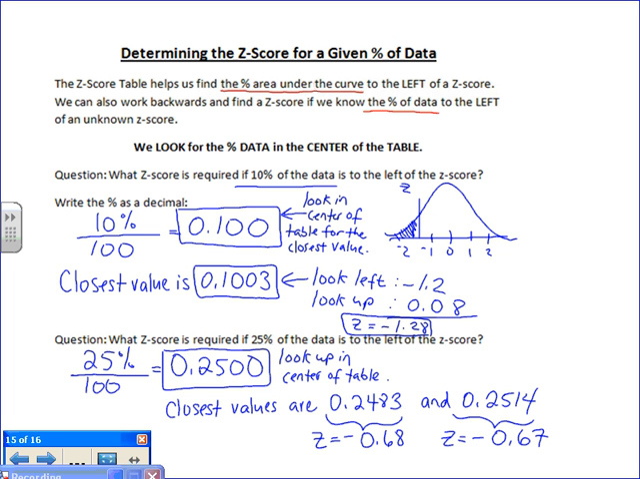Let me just go ahead to a nice clean sheet here and continue writing. Okay, so since 0.2500 is in between these two values, and it's pretty much halfway between.